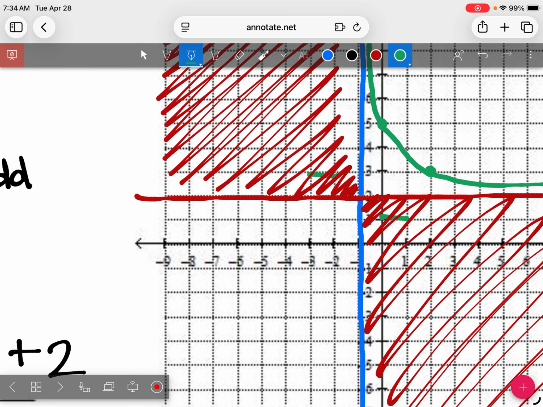Same thing here. Go back to the cross. Now you're going to go left 3. 1, 2, 3. Take a step down. Put a point. And lastly, you go down 3. 1, 2, 3. Take a step over. Put a point. And draw it out.